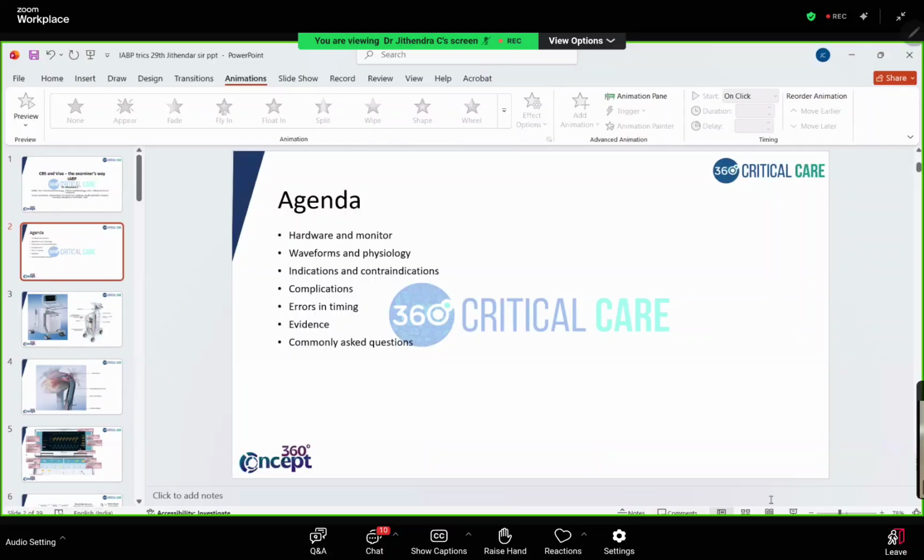And here we have waveforms, and we know there are errors in timing. That is a hot topic in IABP. Errors in timing: you'll have to identify the error in timing, what you do and how you recognize it. That is what they'll be expecting in your exams. Next, a little about the evidence, because now it is evidence-based medicine, and you can expect them to ask about evidence. And next, I'll discuss the most commonly asked questions also. So that is the agenda for today's discussion.